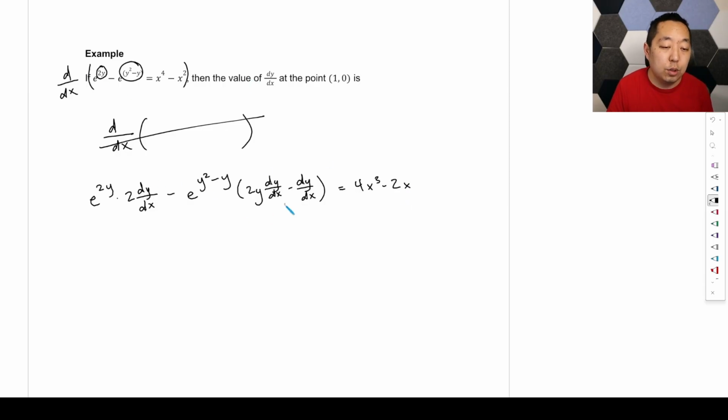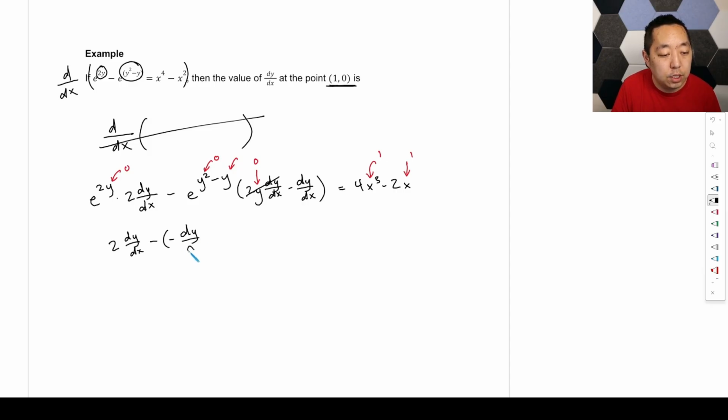Now here's the trick. You could try to solve for dy/dx, but honestly, it's faster if you plug in the point directly at this point and then solve for dy/dx. It just will simplify your math. So every time you see a y, we're going to plug in 0. And every time there's an x, we're going to plug in 1. So let's see what we get. This is going to be e to the 0, which is 1, so this is 2 dy/dx. This is also e to the 0, so that's going to be 1 minus 1. And then this is 0, so that's going to 0 that out. And this is just going to be minus dy/dx, like that.